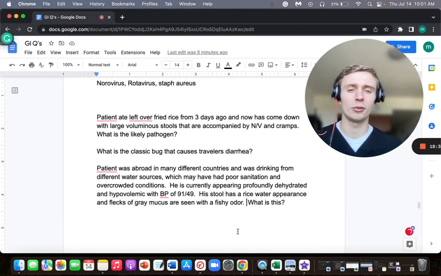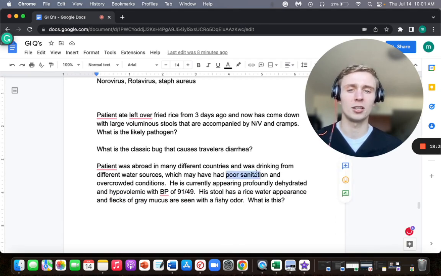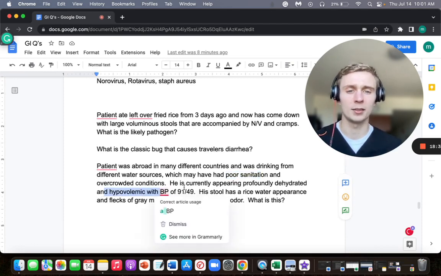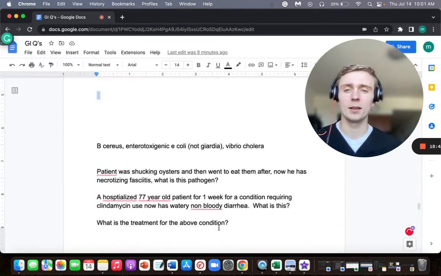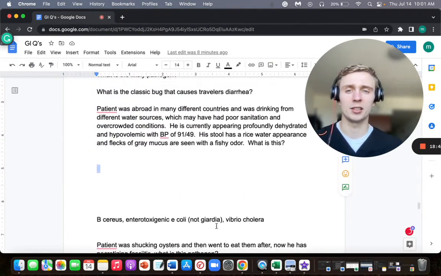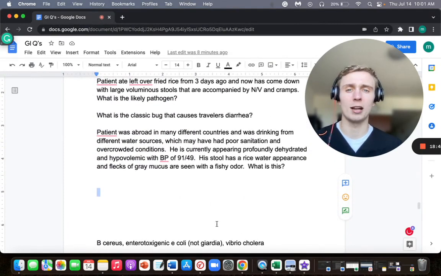What is this? So very important few things. Poor sanitation. He's really hypovolemic, profoundly dehydrated, rice water appearance, flecks of gray mucus, and a fishy odor. What is that? So first one, Bacillus cereus. So that's classic with fried rice being left out for some time. And that's Bacillus cereus. That's again a non-invasive diarrhea.